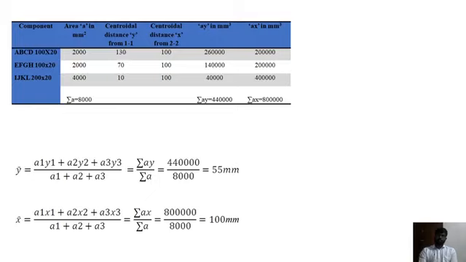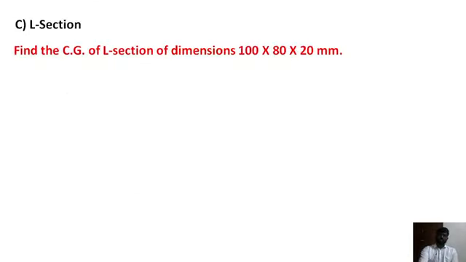X bar is equal to A1 x1 plus A2 x2 plus A3 x3 divided by A1 plus A2 plus A3, that is equal to sigma AX divided by sigma A, that is equal to 8 lakh divided by 8,000, that is equal to 100 mm. Now the values of y bar and x bar are 55 mm and 100 mm. Now we move on to the L section or angle section.